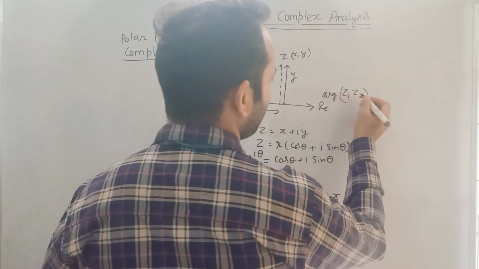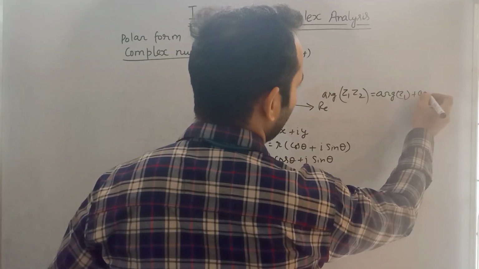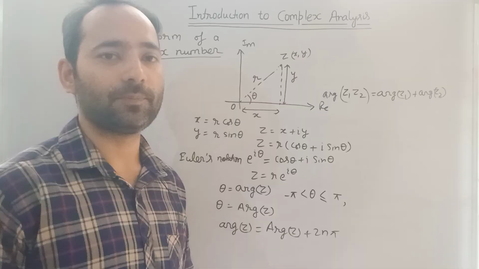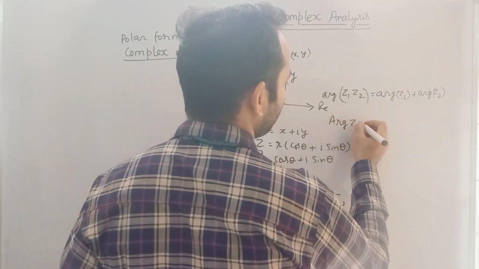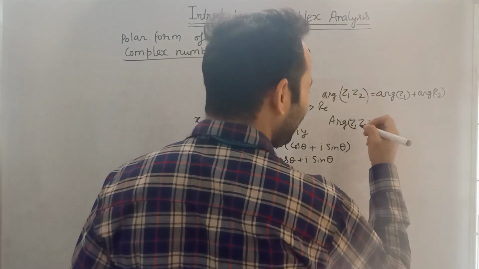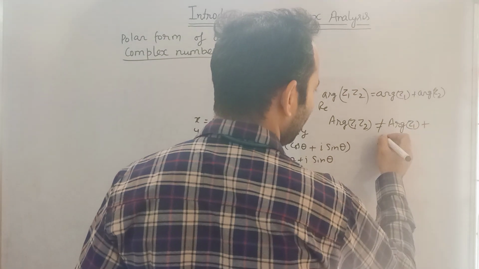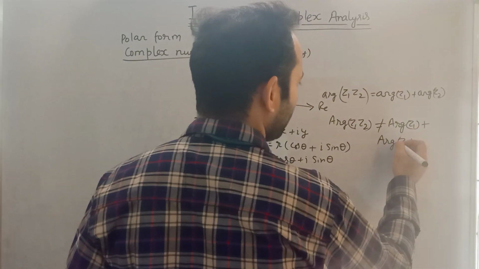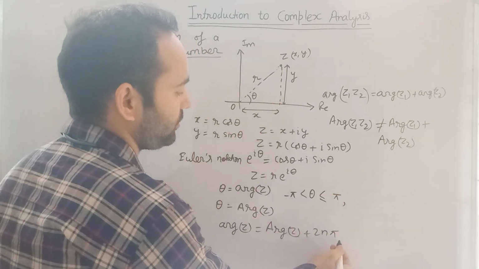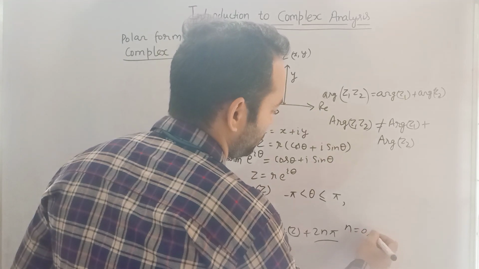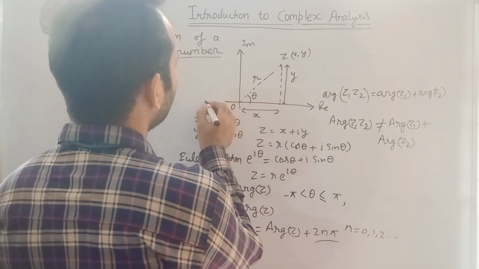Now what is argument of z1 into z2? It is basically argument of z1 plus argument of z2. So this may be true, but if you use principal argument of z1 z2, then in general this is not true. This can be true, but in general this is not true. Okay, so you understand, right? Theta can have any value in the interval of 2 n pi. So n can be what? 0, 1, 2, like that. N is an integer.